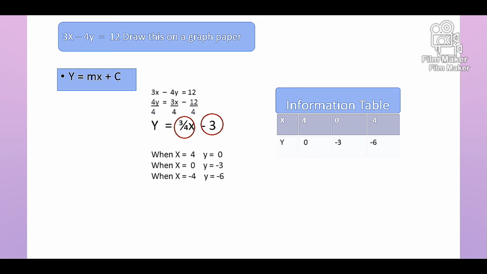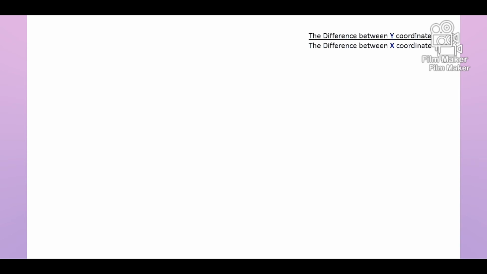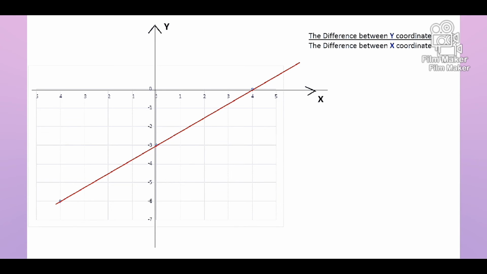So we took the information into the information table, and we're going to plot these points on the graph. The same equation is there: the difference between y coordinates, the difference between x coordinates. We're going to find the gradient here, and we're going to plot this. After plotting these points, we can draw this line. It's a slanted line.